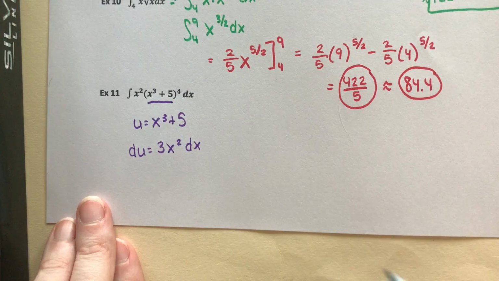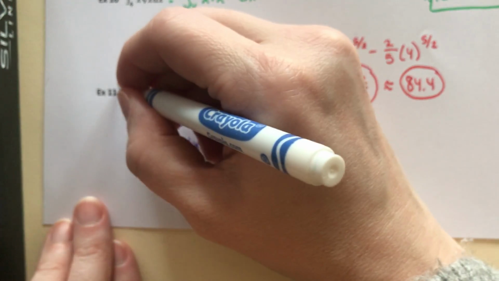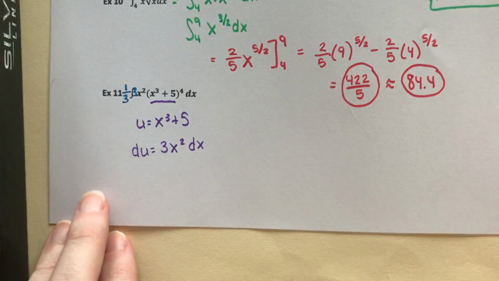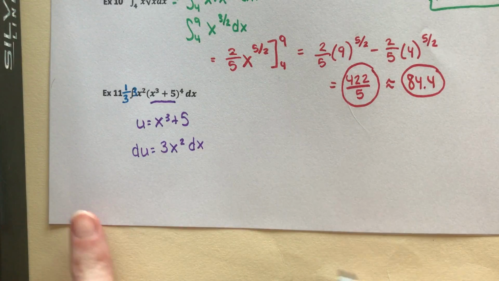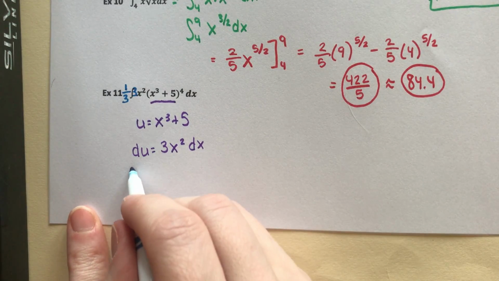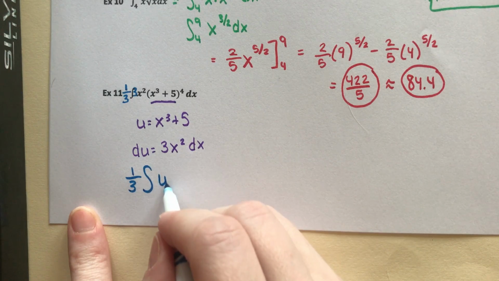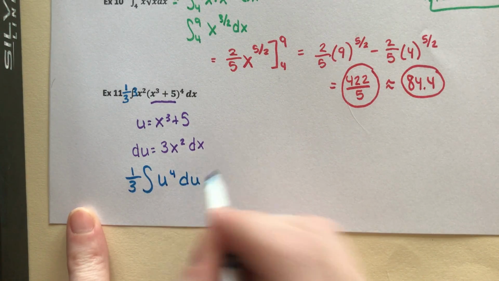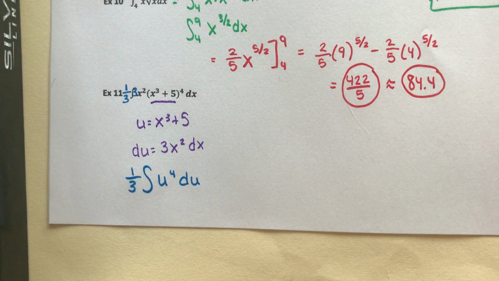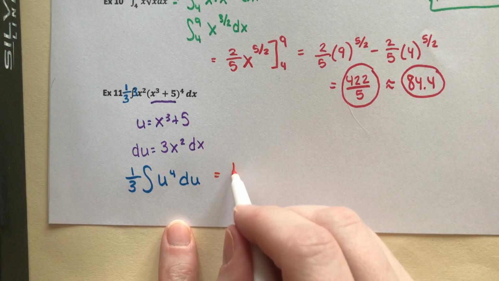And I'm going to plug it in, take out a 1/3. So I'm going to rewrite my problem. I've got 1/3 times the integral. What's left would be u to the 4th du. And now I'm going to find the integral. So I'm going to set this equal to 1/3.